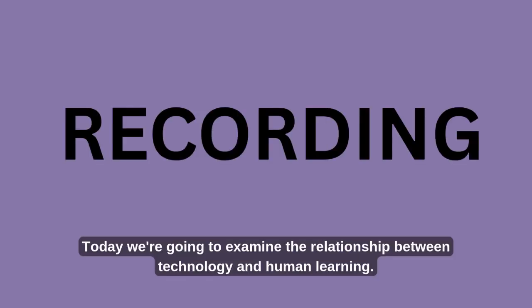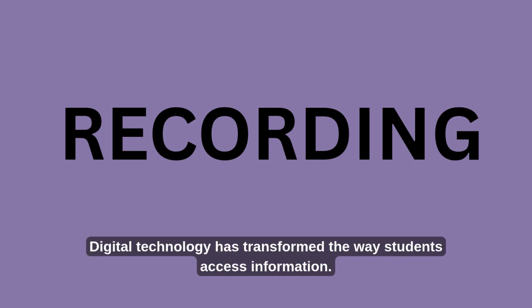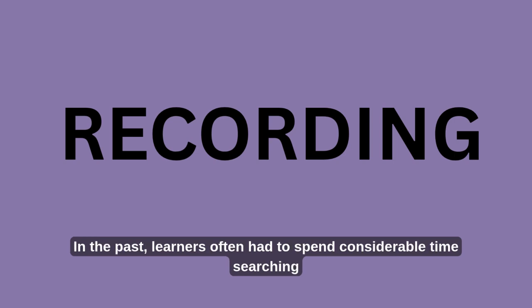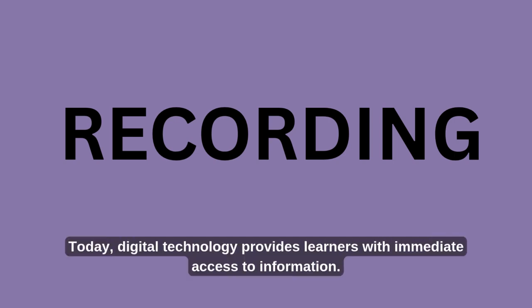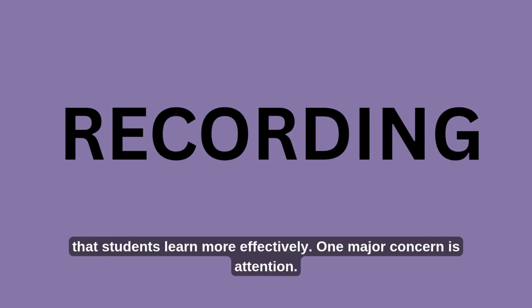Good afternoon. Today we're going to examine the relationship between technology and human learning. Digital technology has transformed the way students access information. In the past, learners often had to spend considerable time searching through books or visiting libraries. Today, digital technology provides learners with immediate access to information. However, having access to information does not necessarily mean that students learn more effectively.